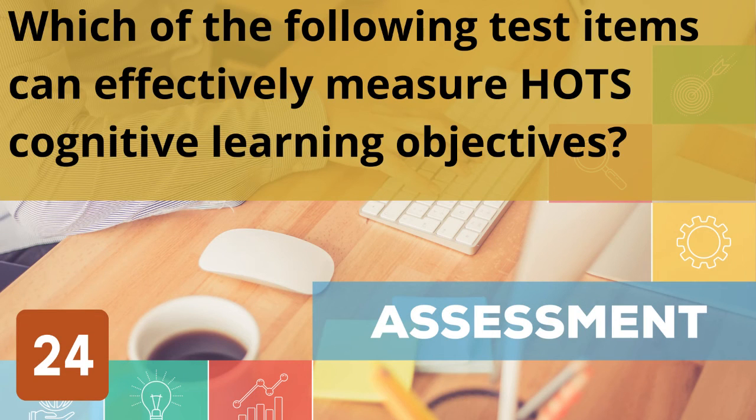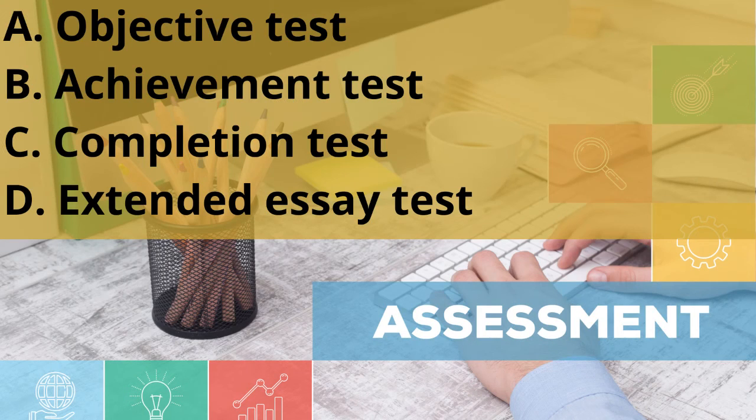Number 24. Which of the following test items can effectively measure HOTS or higher order thinking skills cognitive learning objectives? A. Objective test, B. Achievement test, C. Completion test, or letter D. Extended essay test.